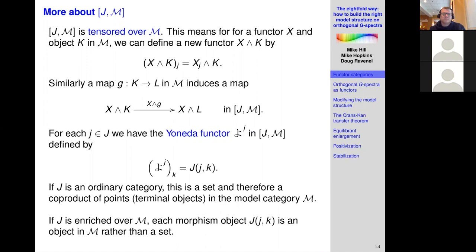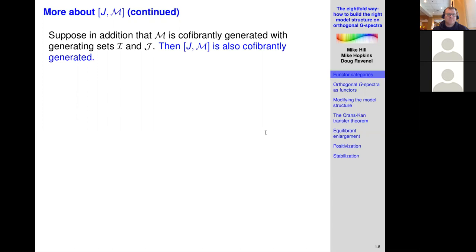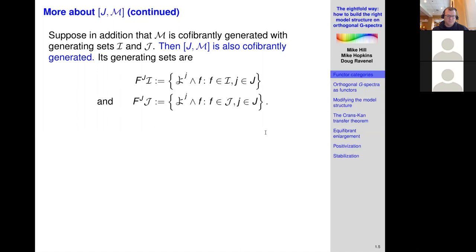So these, I'm mentioning these particular functors because they will be of use later. Now, let's suppose in addition that our model category M is cofibrantly generated. That means it has generating sets I and J. I is the set of generating cofibrations and J is the set of generating trivial cofibrations. Then the functor category is also cofibrantly generated, and its generating sets are defined as follows. They're defined in terms of the Yoneda functors.